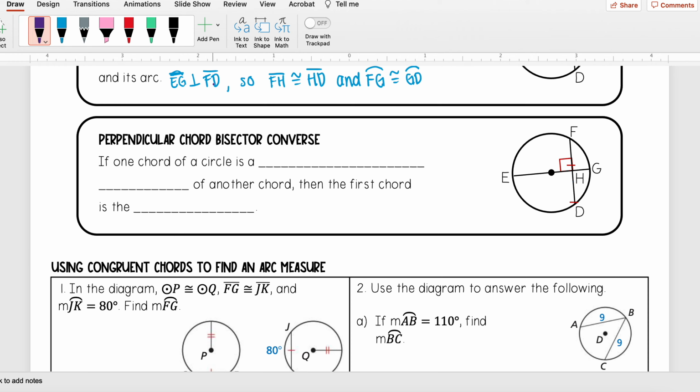And then for its converse, it tells us that if one chord of a circle is a perpendicular bisector of another chord, then the first chord is the diameter. So basically we can go the other direction in that theorem as well.